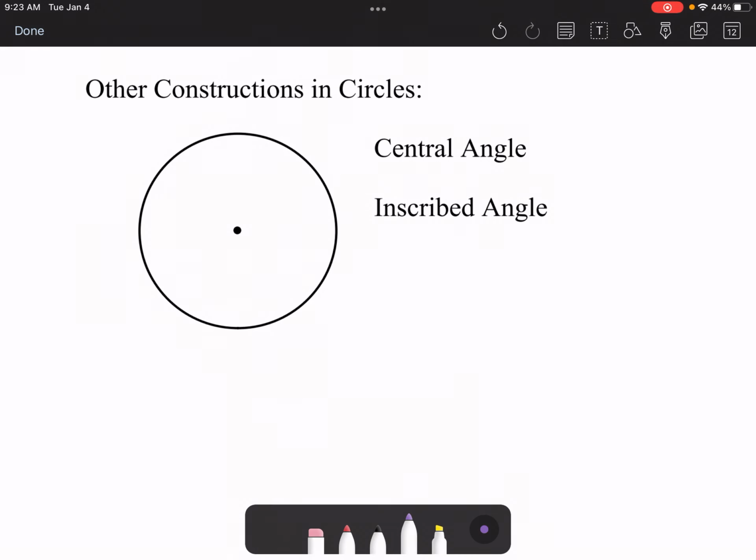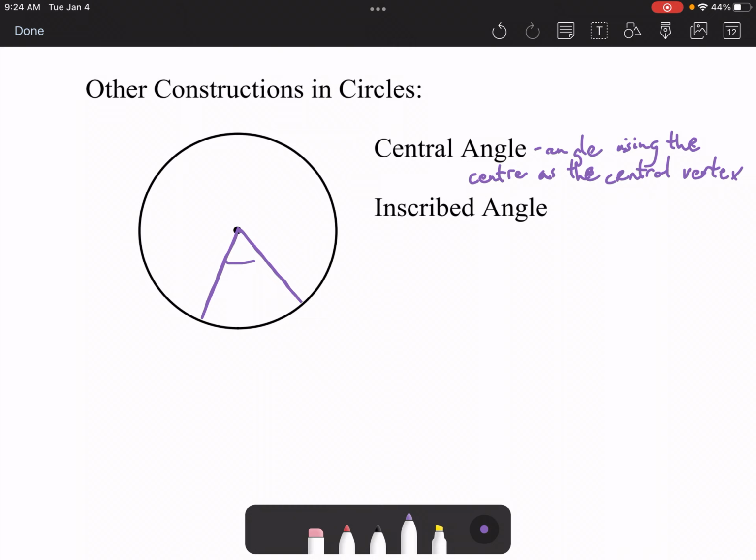We also need to know something called a central angle. A central angle is an angle that uses the center as one of the vertices, as the central vertex. So let's say this right here, this one will be our central angle, which I'm going to call X.